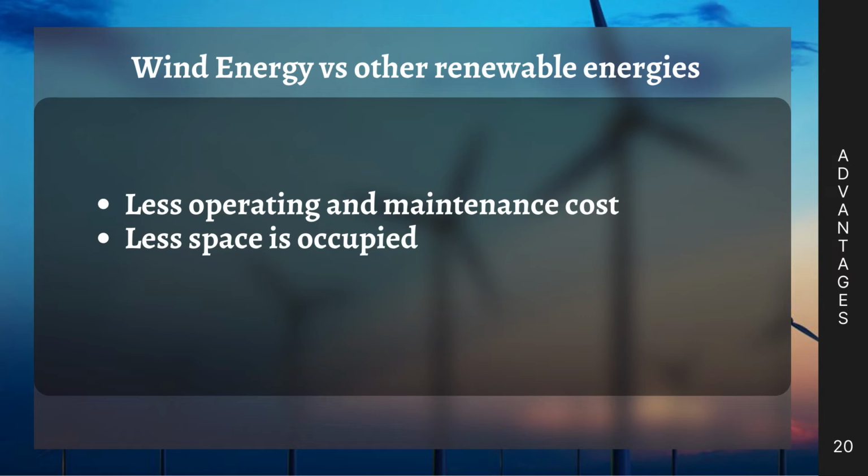The next is that less space is occupied. We can infer that solar farms can take a lot of space while wind farms generally need less space, and therefore this space can be used for other purposes such as farming and agriculture.